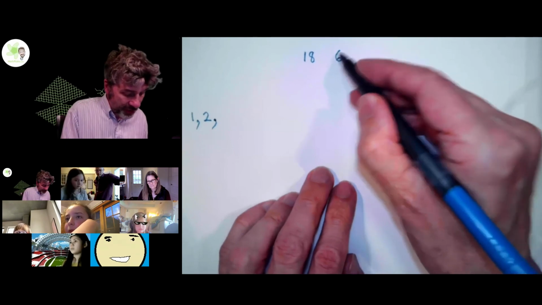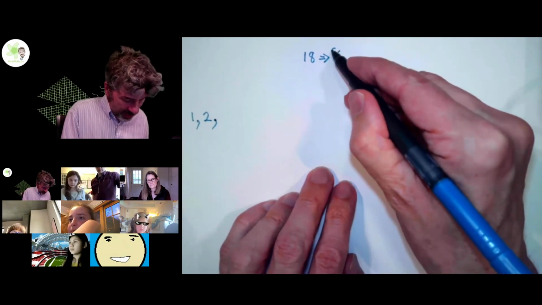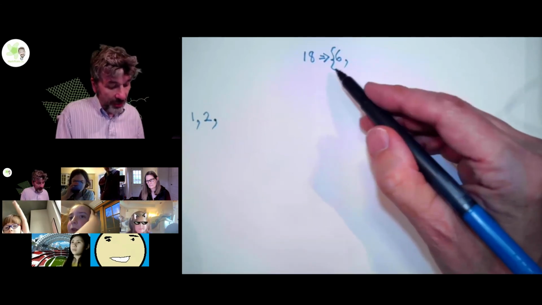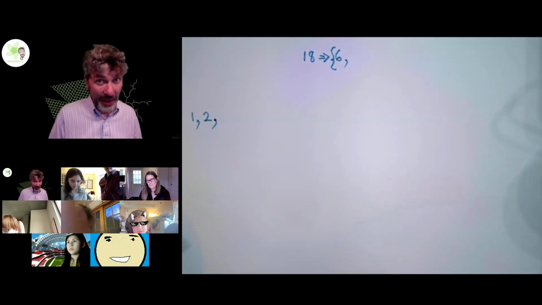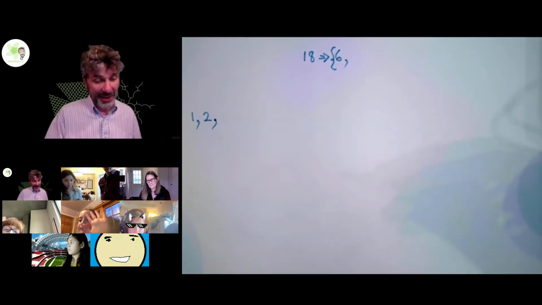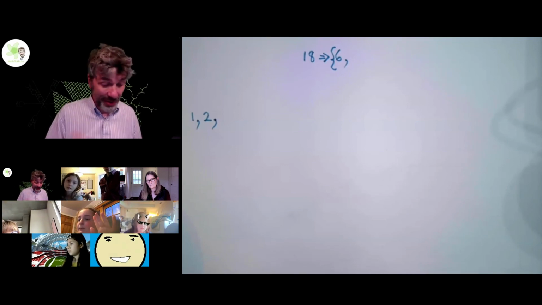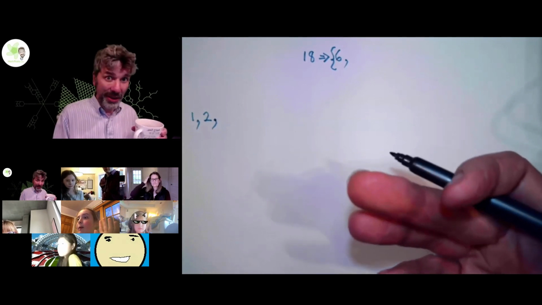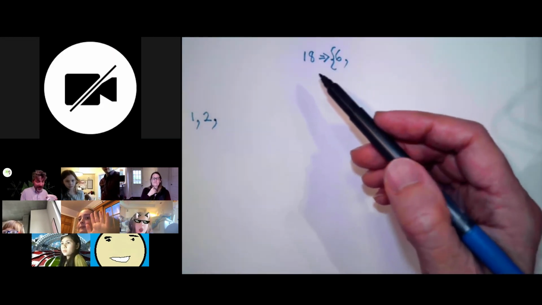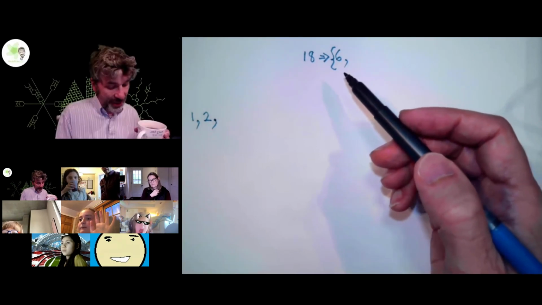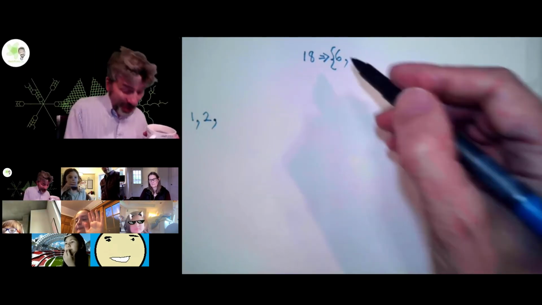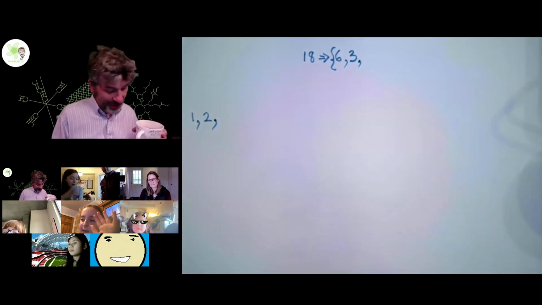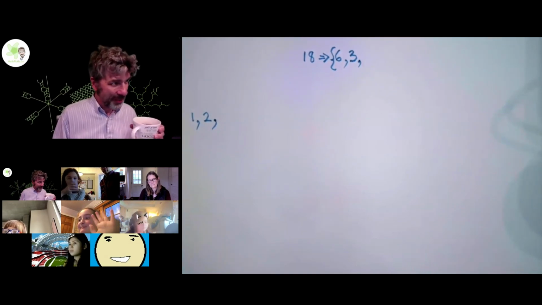Can you name any other factors of 18? Any other numbers where 18 divided by that number gives an integer. Because 18 divided by 6 is equal to 3, you know that 18 divided by 3 would be equal to 6. So 3 would be another factor of 18. So those 2 would for sure work.